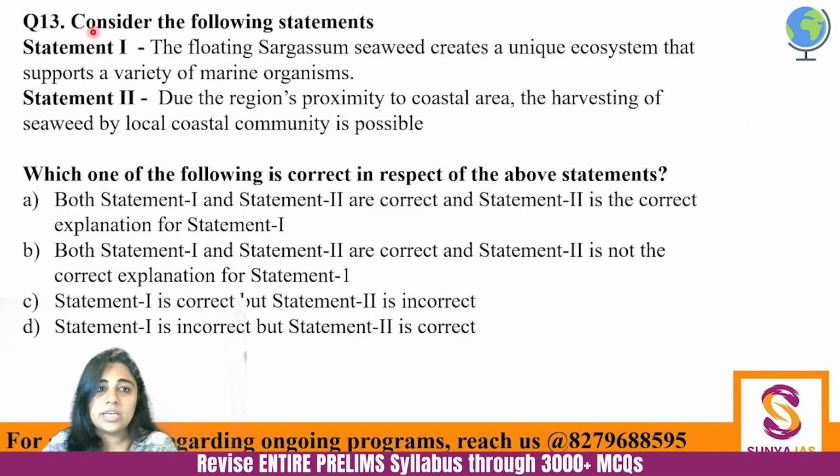Last question for the day. Consider the following statements. The floating sargassum seaweed creates a unique ecosystem that supports a variety of marine organisms. And due to the region's proximity to coastal areas, the harvesting of seaweed by local coastal communities is possible. Which one of the given statements is or are correct?